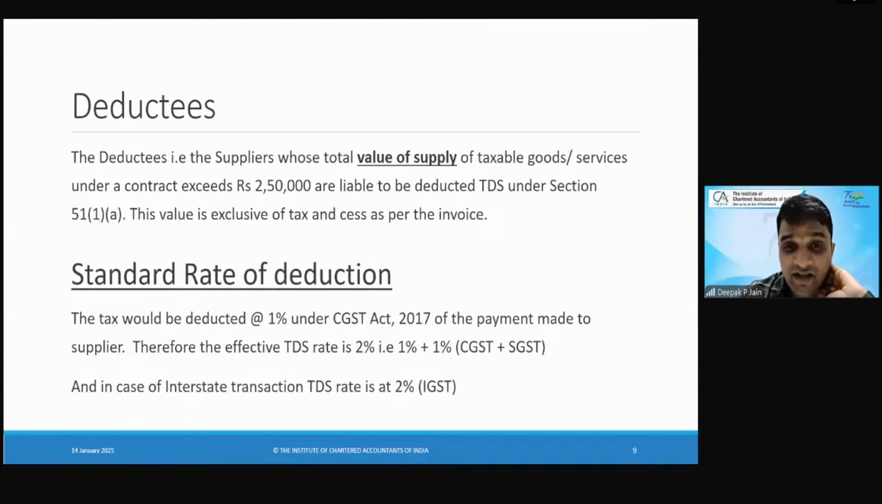Now the rate of deduction, what is the rate of TDS? The tax would be deducted at 1% under CGST Act of the payment made to the supplier. That is under CGST Act 1%, under SGST Act 1%. Therefore, the effective TDS rate is 2%. And in case of interstate transaction, this is intrastate within the state, 1% CGST, 1% SGST. And if it is interstate transaction, then 2%.